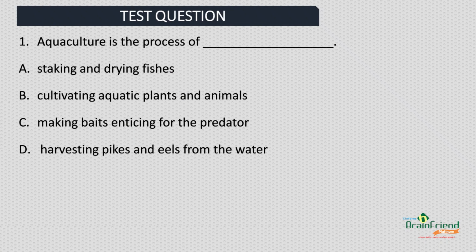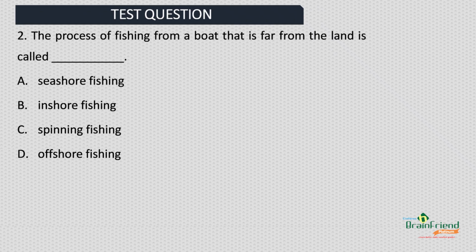Question 1. Aquaculture is a process of dash. A. Staking and drying fishes. B. Cultivating aquatic plants and animals. C. Making baits enticing for the predator. Or D. Harvesting pikes and eels from the water. The correct answer is B. Aquaculture is a process of cultivating aquatic plants and animals.